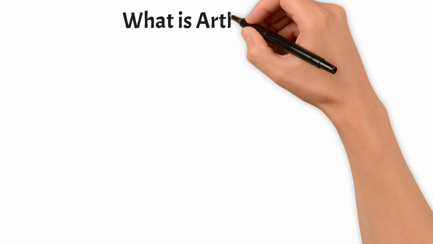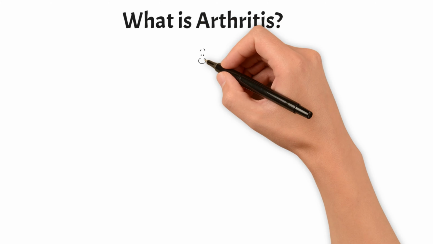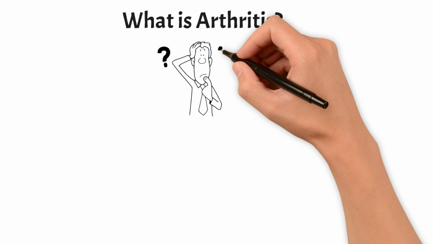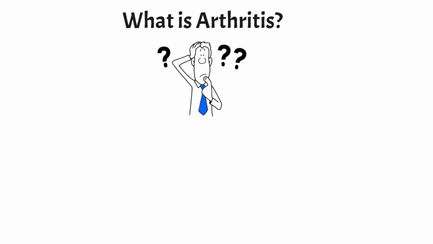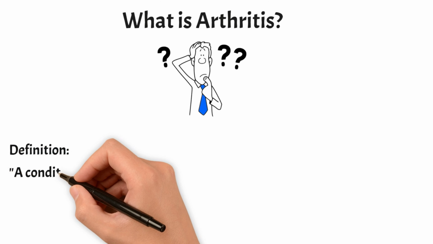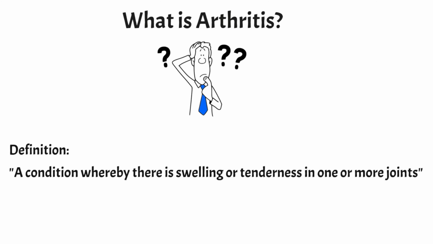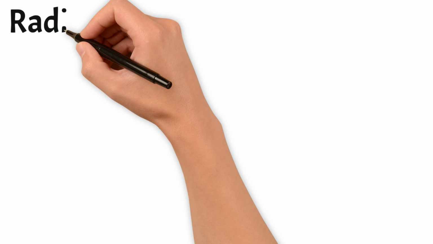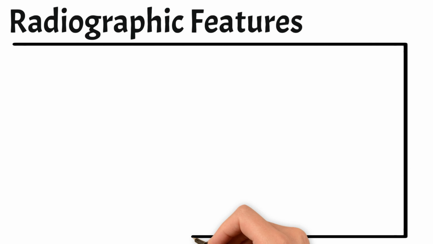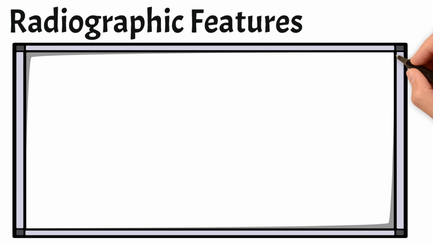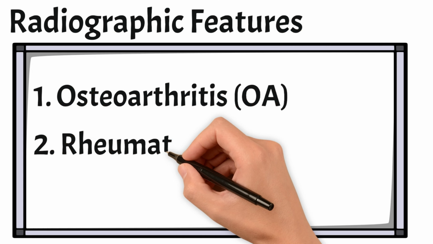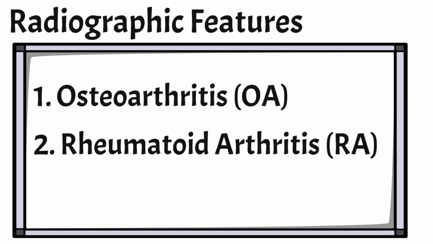So what is arthritis? The textbook definition for this disease process is a condition whereby there is swelling or tenderness in one or more joints. Different forms of arthritis will affect the bones and joints in different ways. Let's move on to the two that we'll be exploring today and their radiographic features. Today we will be looking at osteoarthritis, which is commonly referred to as OA, and also rheumatoid arthritis, which is known as RA.